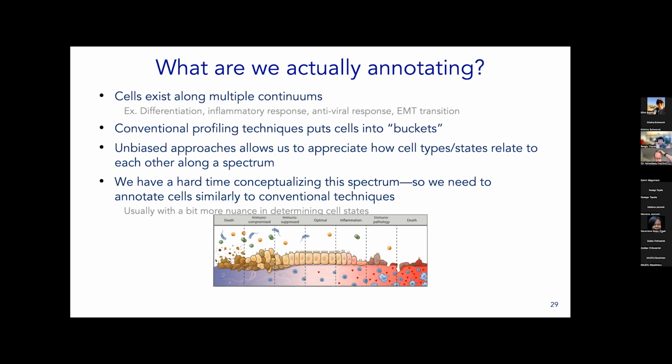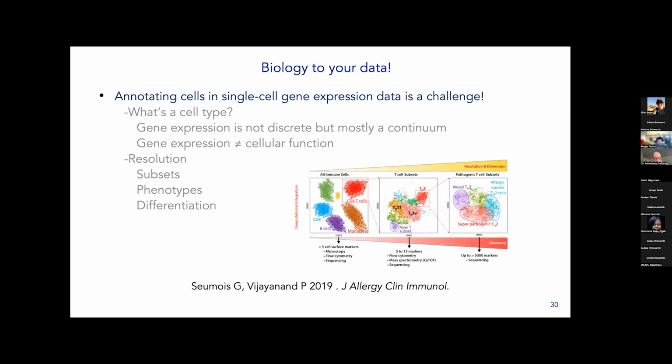So basically, we have to be careful when we define what a cell state is. Always keep in mind that you're trying to force a specific cell population into data that is a bit less nuanced than that. So just to keep in mind.